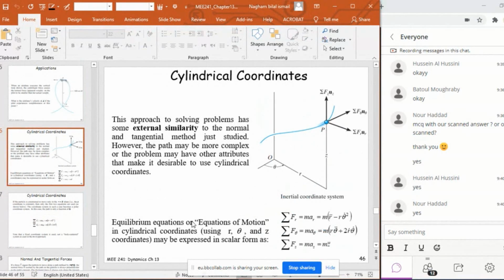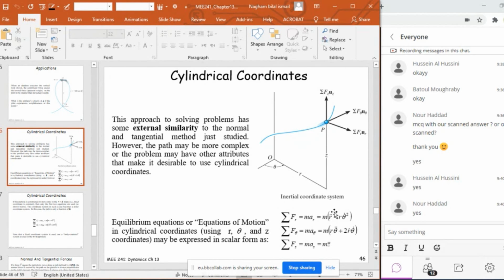Of course, guys, we know that AR and A theta are in terms of R and the derivative of R, as well as theta and the derivative of theta. So if I know, for example, R double dot, R and theta dot, I can find AR, and then I can do the free body diagram and find the equation of motion in radial direction and so on. Remember, guys, AR and A theta are both in terms of the derivative of R and the derivative of theta, while AZ is only MZ double dot.